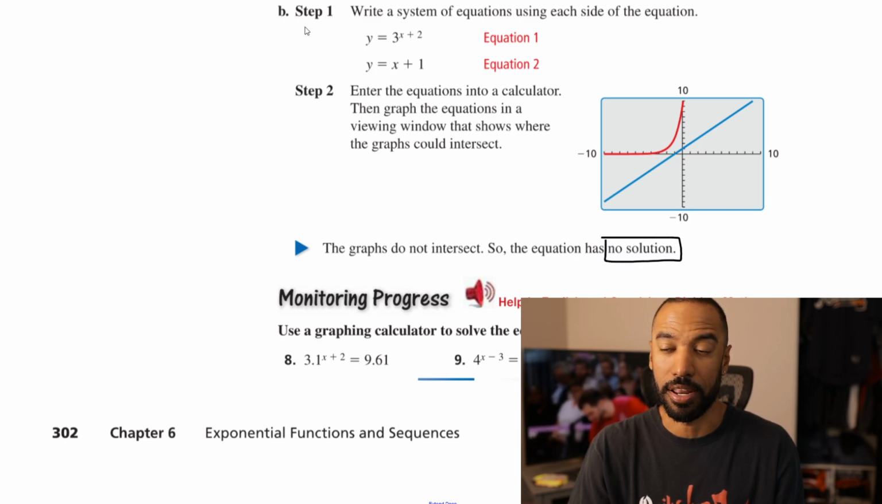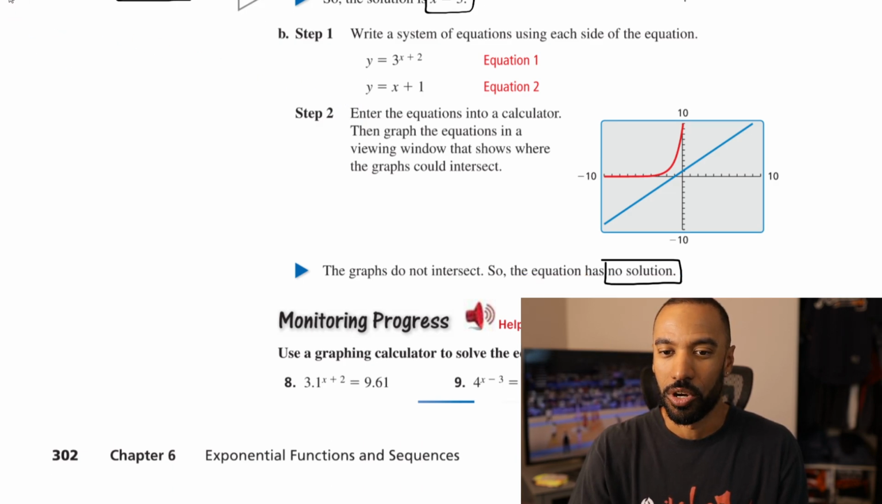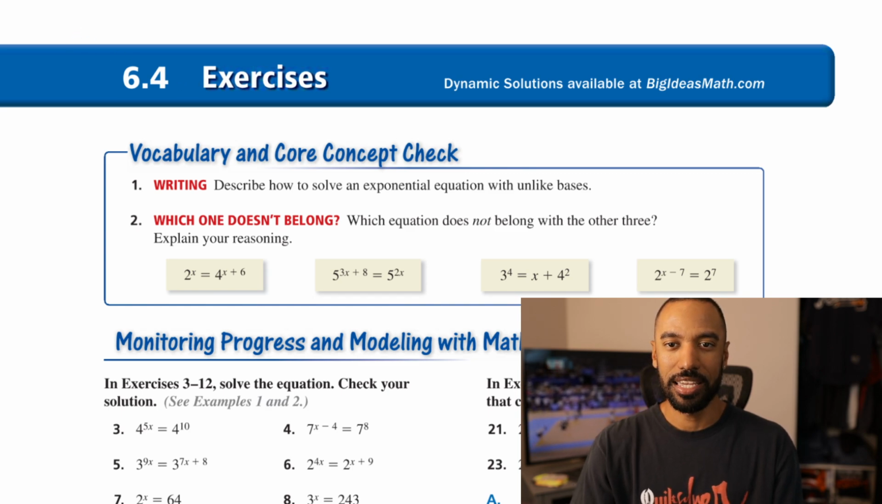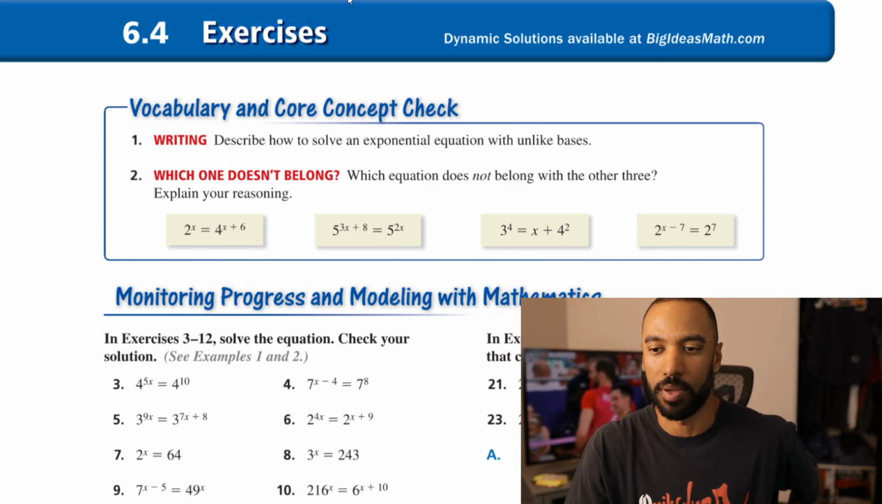And yeah, get ready for anything. I don't know which problems are specifically going to come up. We have 58 of them to do. So yeah, get ready for anything. All right, guys, that is it for the lecture portion. Let's now go into the vocabulary and core concept check before we hit the rest.